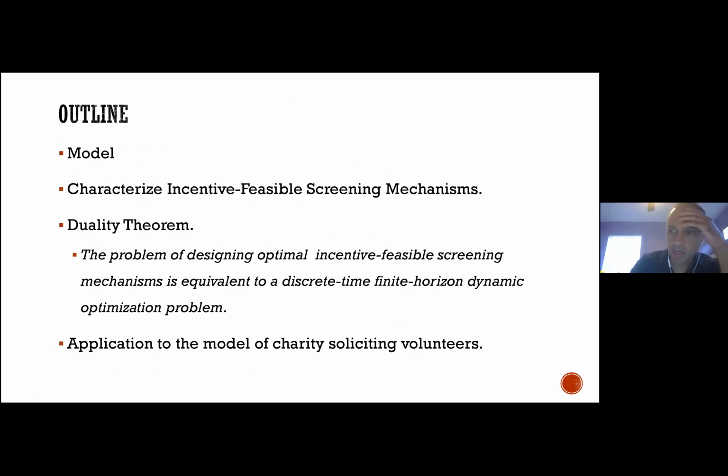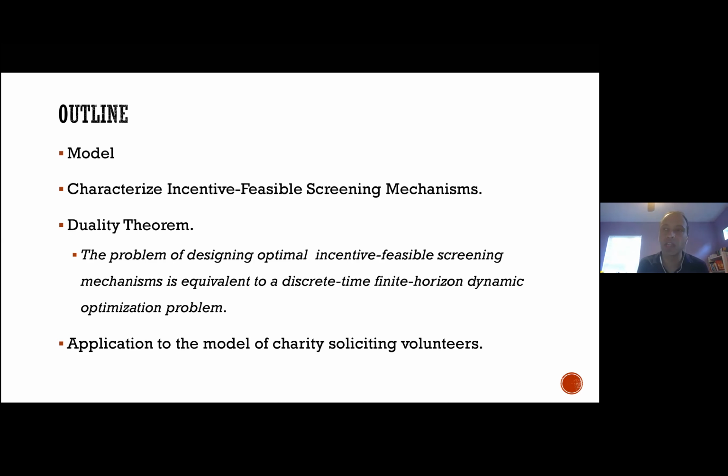So here is the model. Let's jump into that. I'm going to outline the model. I'm going to characterize incentive feasible mechanisms. By incentive feasible, I mean IC and IR mechanisms. Then I'm going to provide you a duality theorem, which is basically going to tell you that the problem of designing optimal incentive feasible mechanisms is equivalent to a discrete time finite horizon dynamic optimization problem. Okay, and I think this duality theorem is useful because, first of all, using this duality theorem, I can show that the solution to the principal's problem exists.